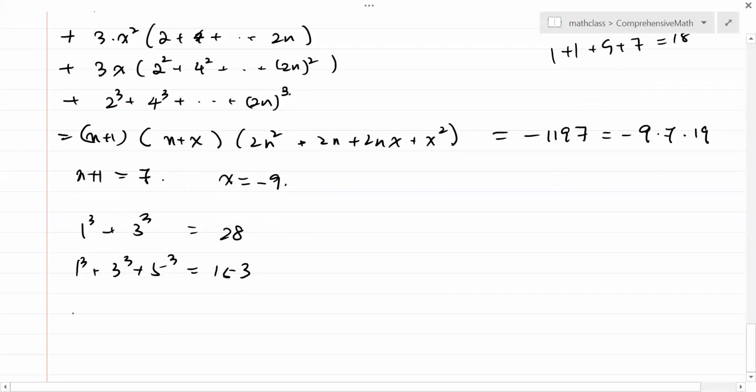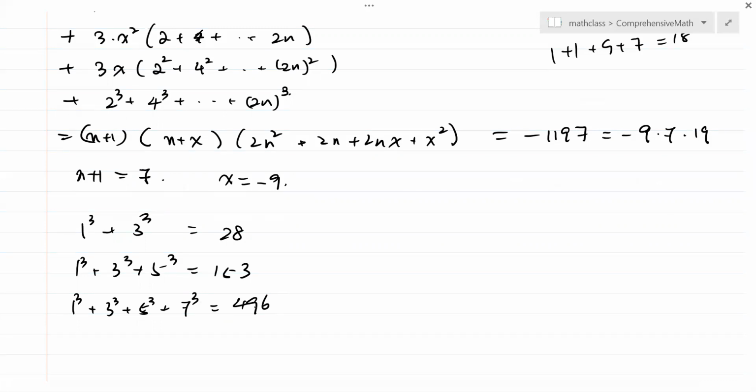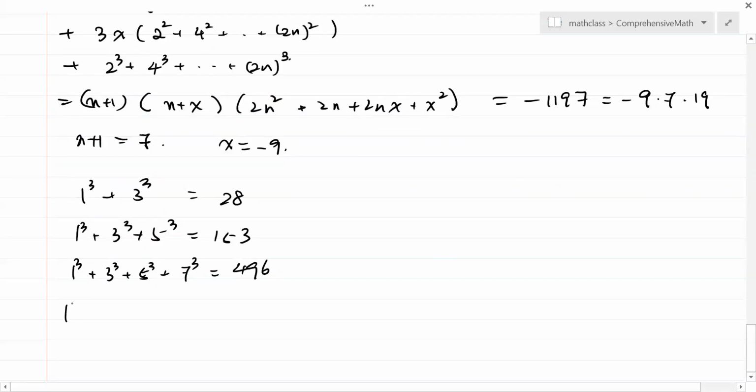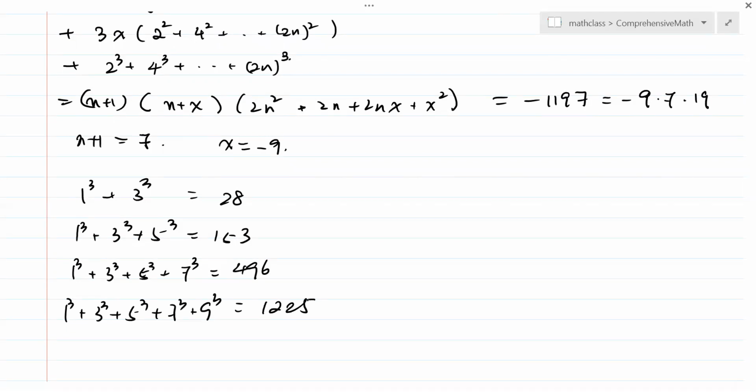That's what most students do, right? It's going to be 7 cubed. So 7 cubed, I have to calculate: 496. It's still smaller than the number I want, 1,197. So just one more, and you get 1,225. Then you say, okay, this is larger than what I need.